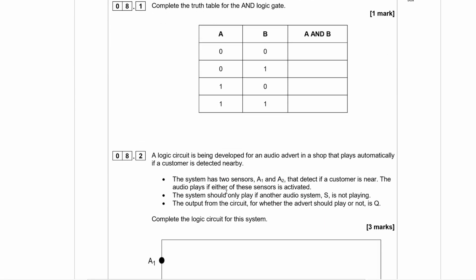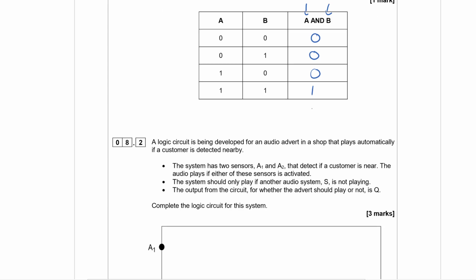Okay, and now we've got Boolean logic questions. So we've got to complete the truth table for the AND logic gate. The truth table shows you the combinations of different inputs. And here, first of all, 0 and 0 is 0. For AND to be true, both sides, both variables have to be true. So a 1, in other words. So 0 and 1 is also 0. 1 and 0 is also 0, but 1 and 1 is 1.